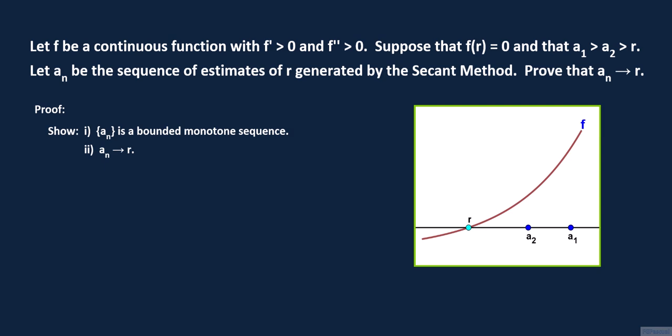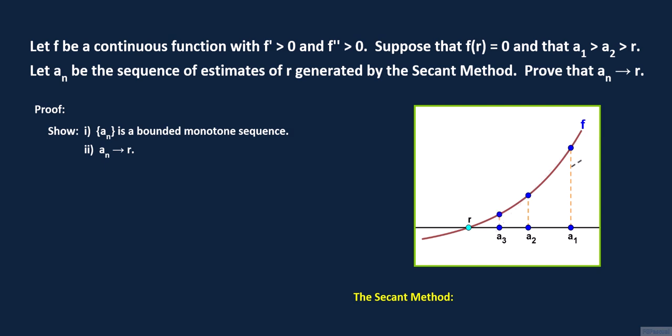Before we write out the details of the proof, let us review the secant method. Given the two initial estimates a₁ and a₂ for x = r, we find what is called the secant line determined by the corresponding points on the graph of f. Since f′ is greater than 0, this secant line should be transversal to the x-axis and should have an x-intercept a₃, which is now the next estimate for x = r.